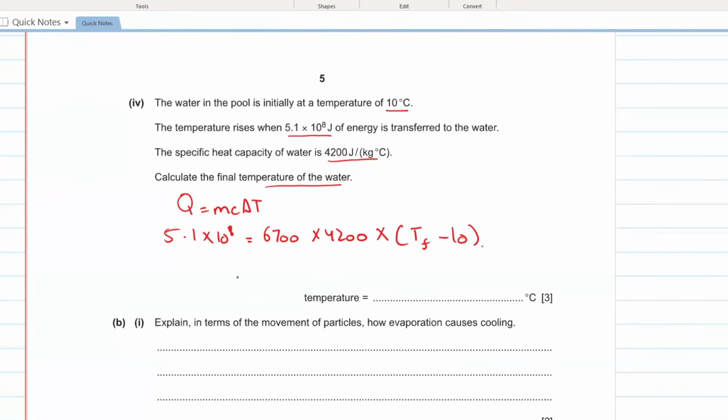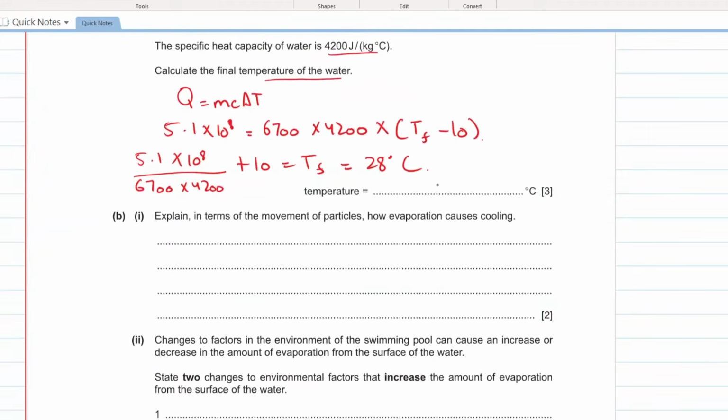Okay, can you calculate the final temperature? Yes, very, very easy. 5.1 into 10 raised to the power of 8 divided by 6700 multiplied by 4200 plus 10 is equal to your final temperature. The final temperature comes out to be 28 degrees centigrade. Simple as that. Here is your final answer: final temperature is 28 degrees centigrade.